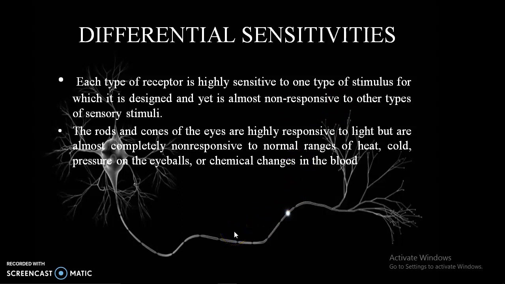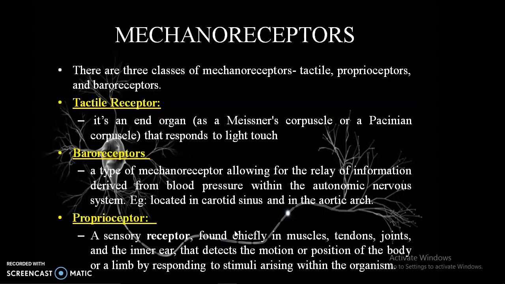So, there is differential sensitivity for each and every kind of receptor in the body. So let's come to our topic of discussion, that is the mechanoreceptors. What are mechanoreceptors? As we have already discussed, mechanoreceptors are the receptors that respond to touch, vibrations, or pressure changes, etc. And there are three classes of mechanoreceptors: tactile receptors, proprioceptors, and baroreceptors.